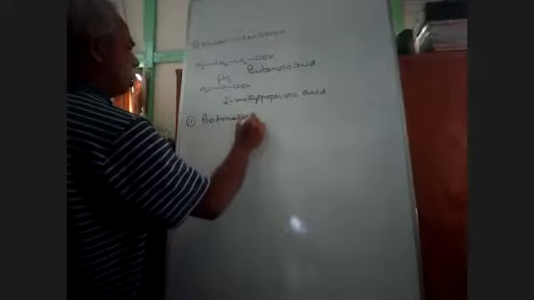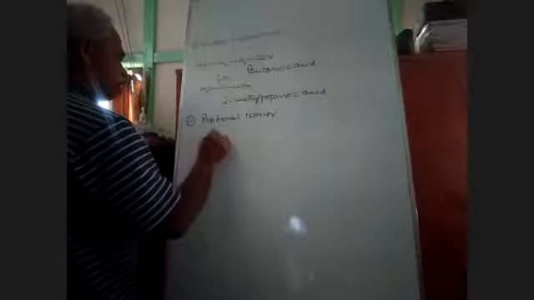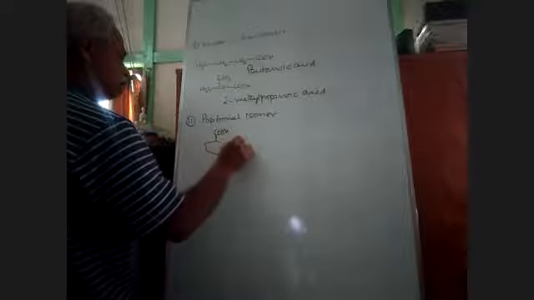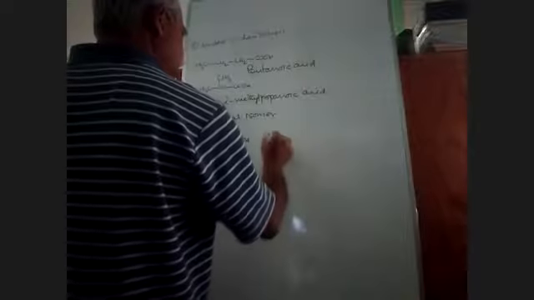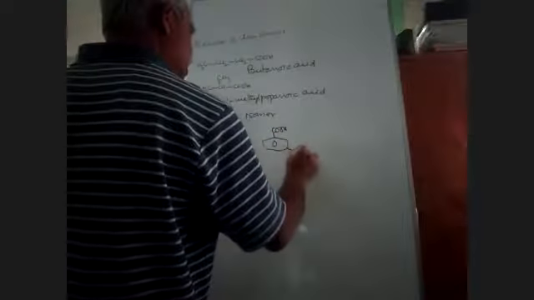Okay, now the second one is positional isomer. So take the example of this one. Suppose I present this. So it is benzene 1,2 dicarboxylic acid, or we call it phthalic acid. See, this is benzene 1,3 dicarboxylic acid, or is called isophthalic acid. Okay, and this one, just now I told you, benzene 1,4 dicarboxylic acid, or called terephthalic acid. So these are the examples of positional isomer.